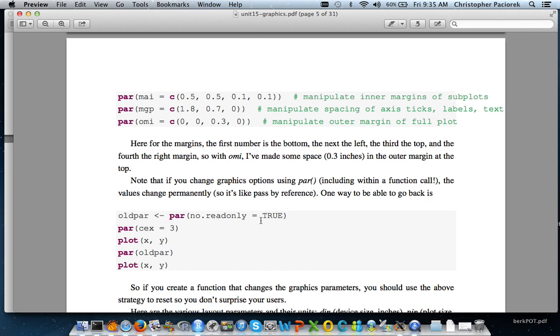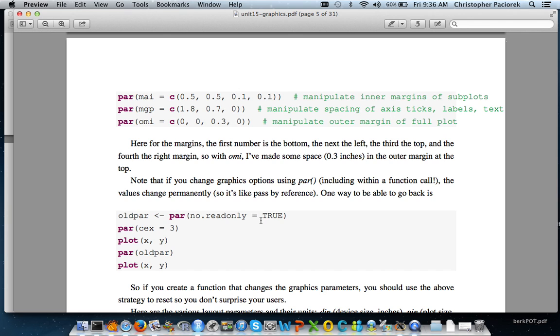I tried to lay out what some of the graphics parameters were here on the board. If you just have a simple plot like this, MAI is going to be a vector of 4 values that basically say the size here, the size here, the size here, and the size here. And MAI is in units of inches, and MAR is in units of lines of text. So I often will set MAI to be something like this when I'm manipulating the spacing.